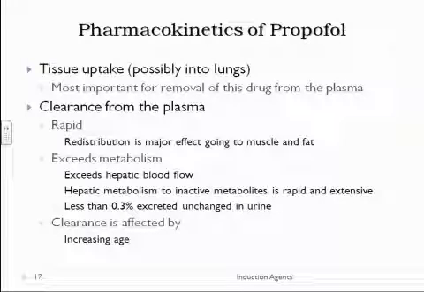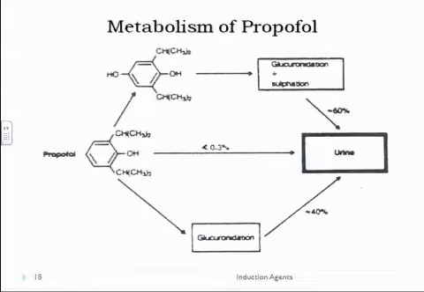Okay. Clearance is affected by increasing age. People have increased volume of distribution and increased fat content, and as a consequence, you have to reduce your dosage of propofol as you get older. Propofol is broken down by the liver and other extra hepatic sites. It converts it via glucuronidation and sulfation, okay, which makes it water soluble at that point, and then the urine can get rid of it. The glucuronidation is the same thing on the other side. So it does it extensively.